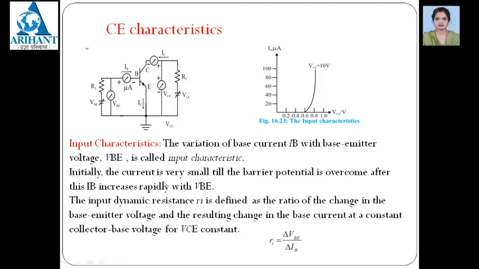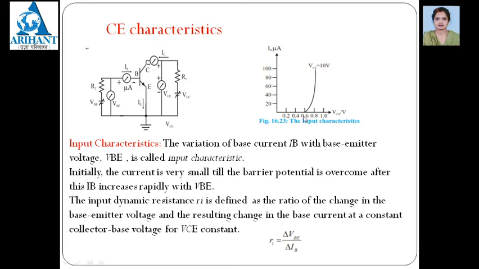Now initially the current is very small. Here you can see this is the graph between VBE and IB current. Initially when you apply the voltage, the current is constant. Initially the current is very small till the barrier potential is overcome. After this, IB increases rapidly with VBE.